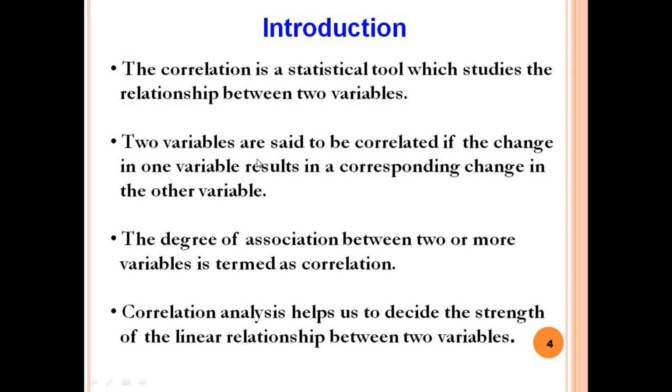And next point, two variables are said to be correlated if the change in one variable results in a corresponding change in the other variable. If x changes, then it results in a corresponding change in the y variable. And the degree of association between two or more variables is termed correlation. This correlation analysis helps us to decide the strength of the linear relationship between two variables.